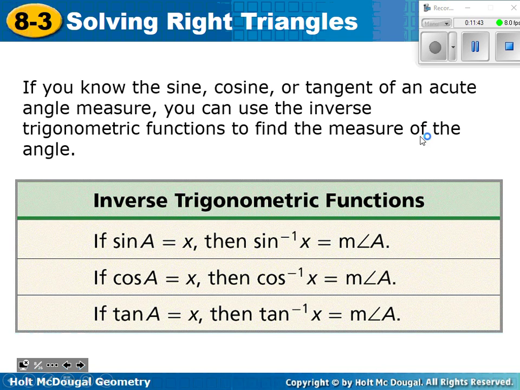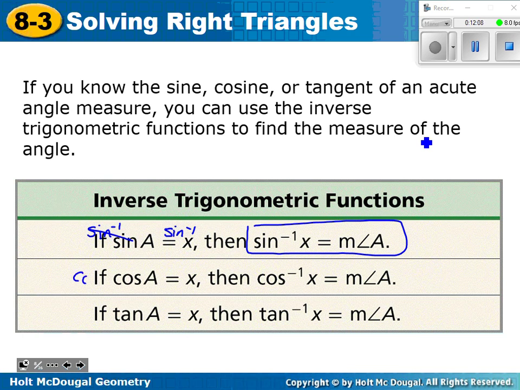Okay, we're going to move on then quickly up here. So this chart is in your notes. Find this in your notes. And this is where they're showing you, if you have the sine of angle A equals x, then you can take the inverse sine of both sides. That cancels. Inverse sine of this side. And now you have x. The inverse sine of x is equal to the measure of angle A.